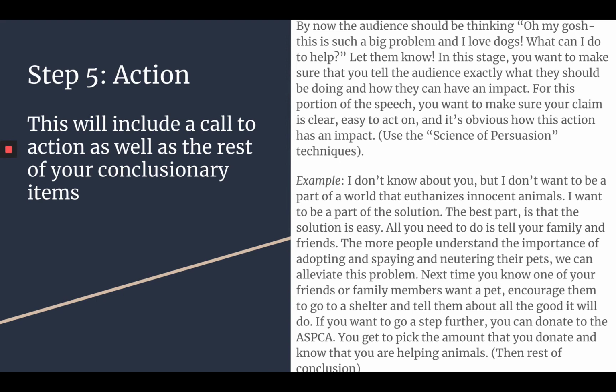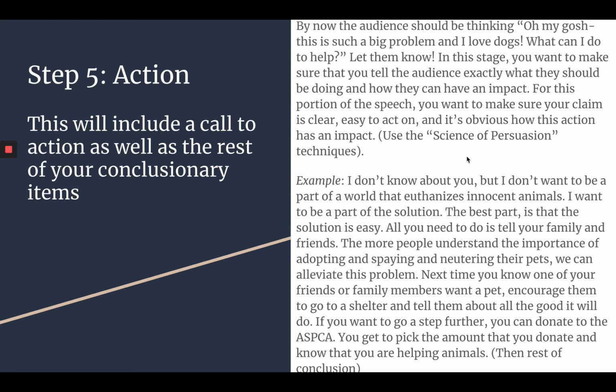But really, basically your audience should be in the place of, oh my gosh, this is such a big problem. I love dogs. What can I do to help them? So you want to let them know in this stage, and you want to make sure your audience knows exactly what they should be doing and how they can have an impact. For this portion of the speech, you want to make sure that your claim is clear, easy to act on, and it's obvious how this action has an impact.